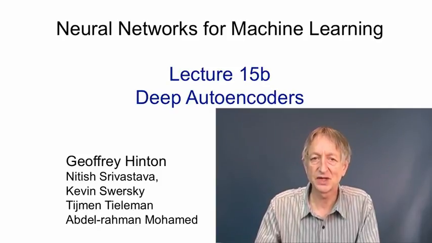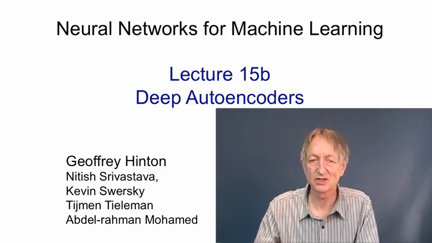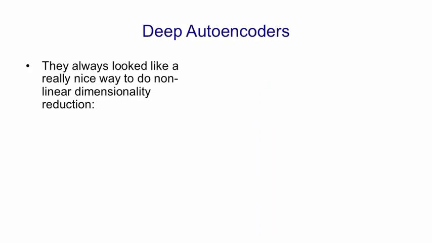After we developed methods of pre-training deep networks, one layer at a time, Russ Salakhutdinov and I applied these methods to pre-training deep autoencoders, and for the first time we got much better representations out of deep autoencoders than we could get from principal components analysis. Deep autoencoders always seemed like a really nice way to do dimensionality reduction, because it seemed like they should work much better than principal components analysis.